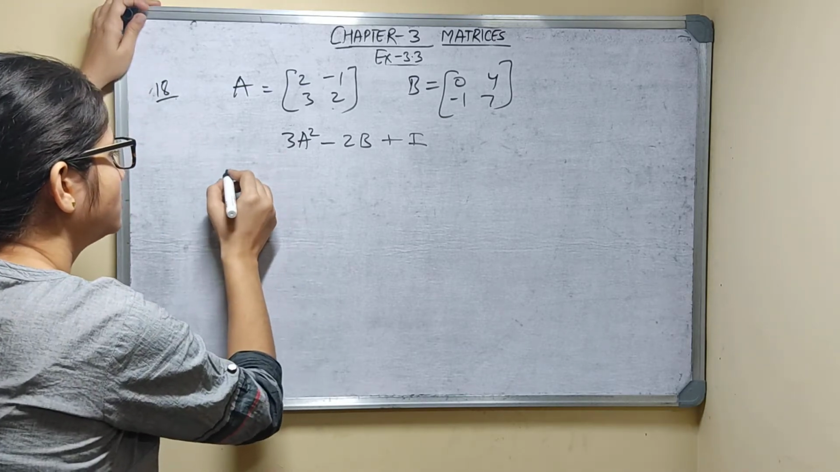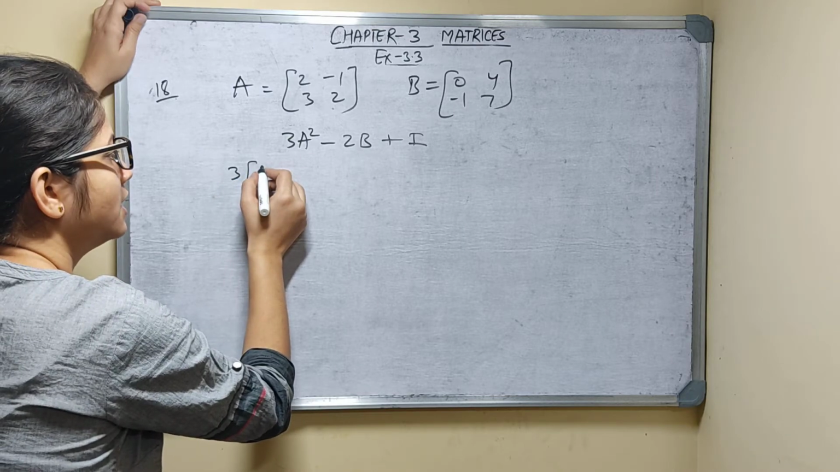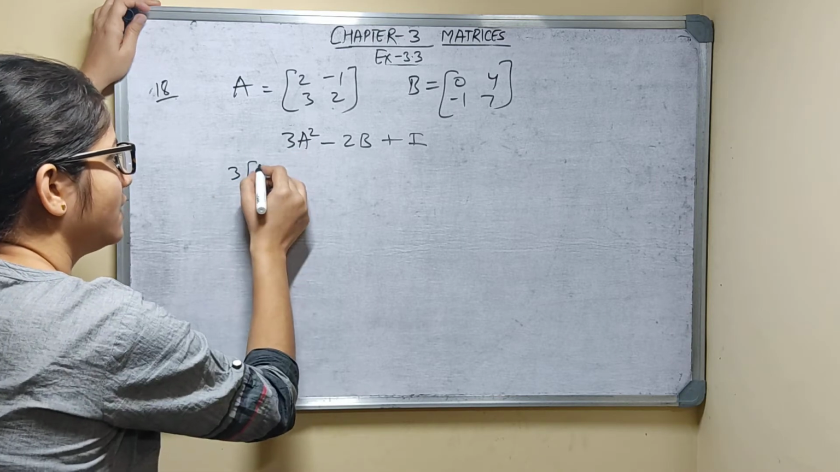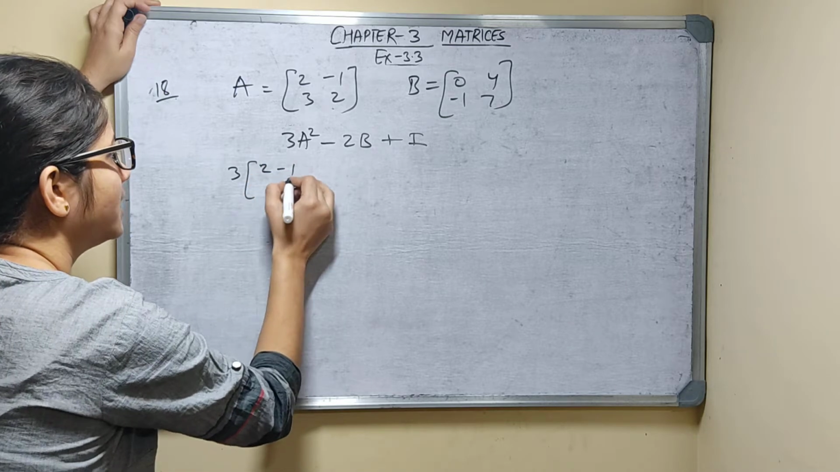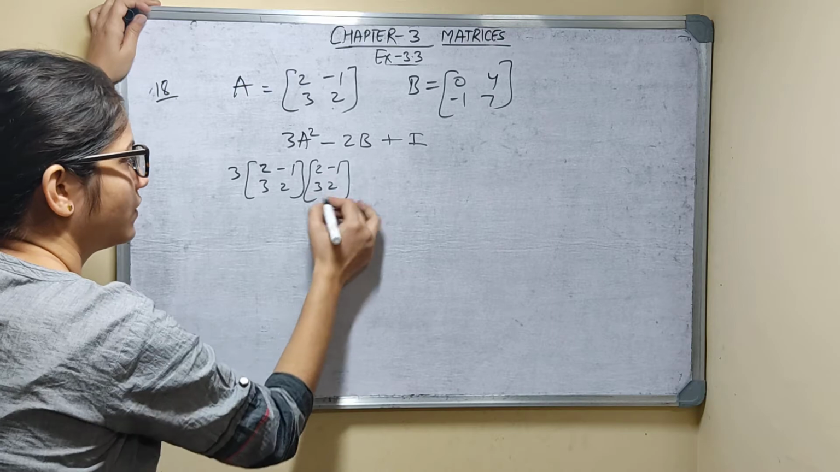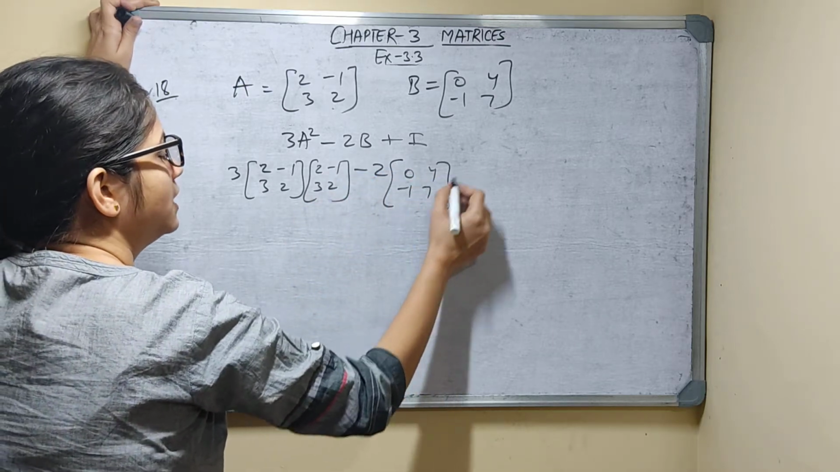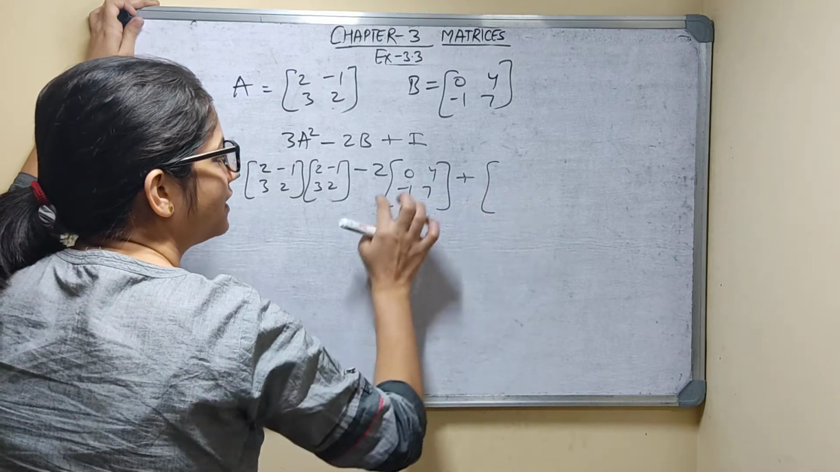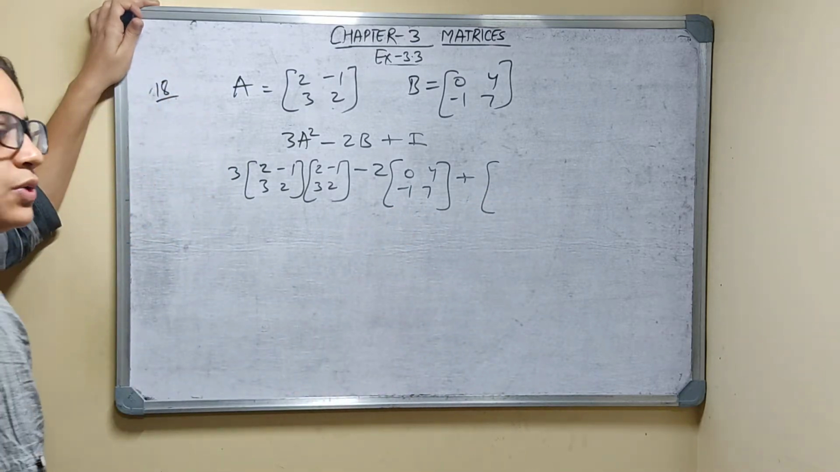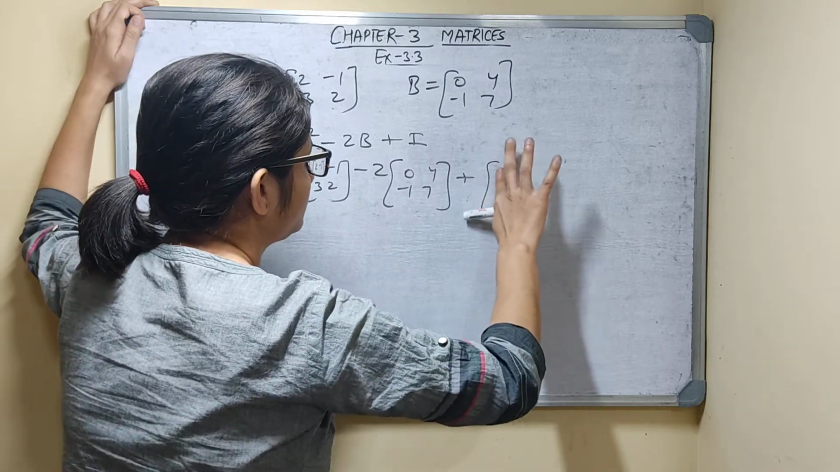3A squared. So 3 is outside, A squared. And then A squared, how will I write? [2, -1; 3, 2] times [2, -1; 3, 2], A squared, so A into A. Minus 2 into [0, 4; -1, 7], plus I is what? Same matrix, 2 by 2 matrix.